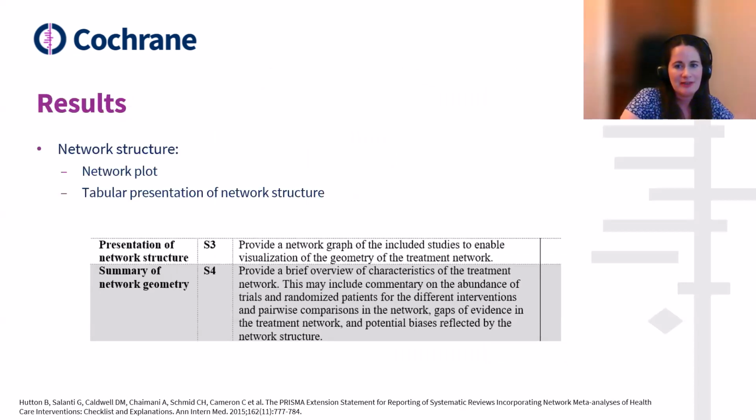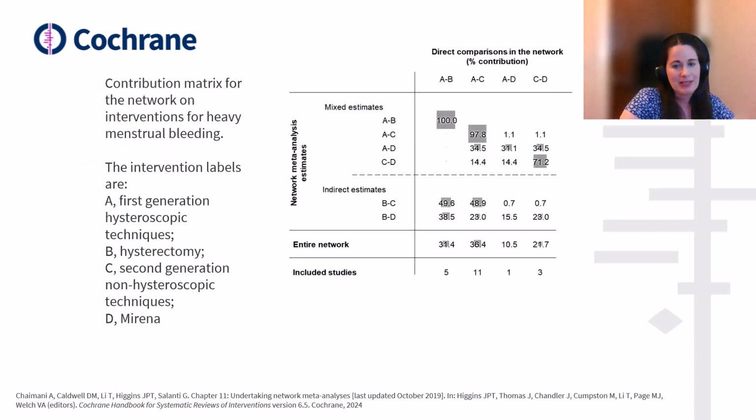Finally, another way to present the network structure is to use a contribution matrix. This is an example again from the Cochrane Handbook, Chapter 11. There are 4 interventions included in this matrix, which are listed here on the left. The 4 direct comparisons in the network are presented at the top of the table, and their contributions to the NMA estimates are presented as percentage weights.